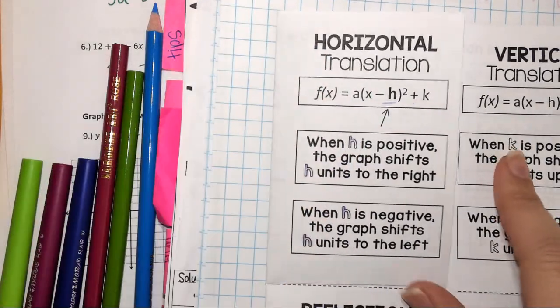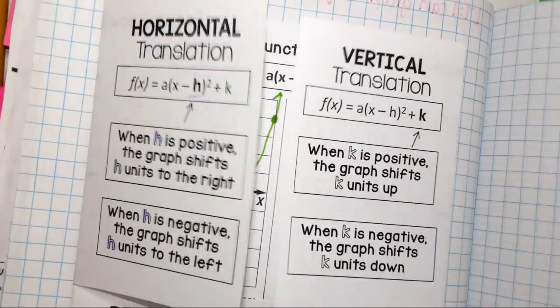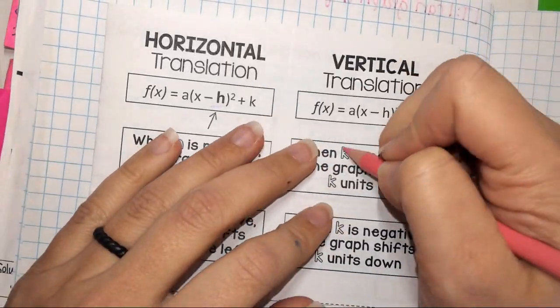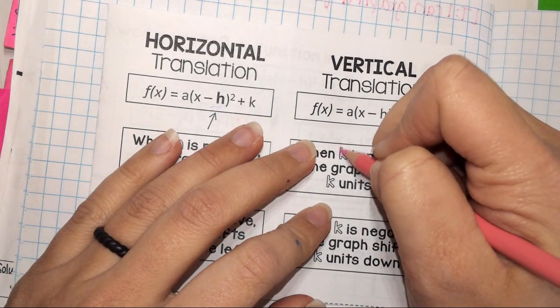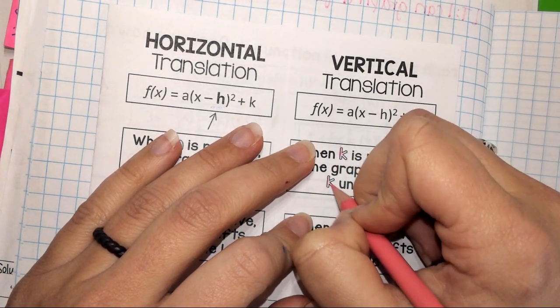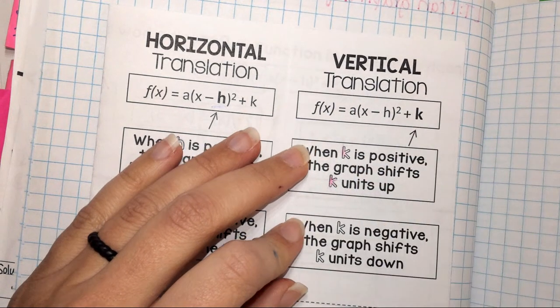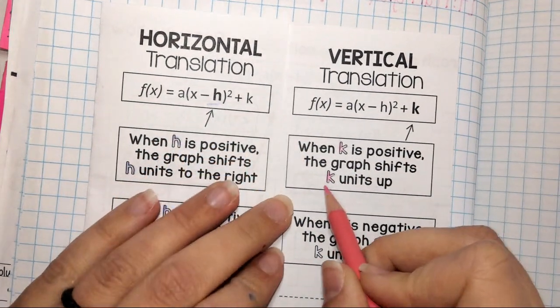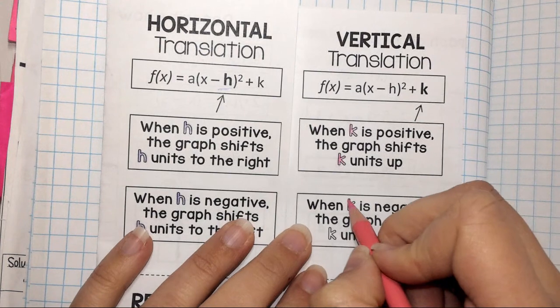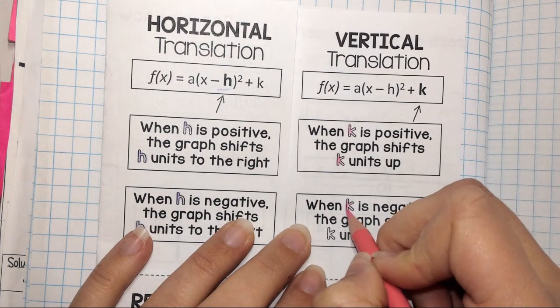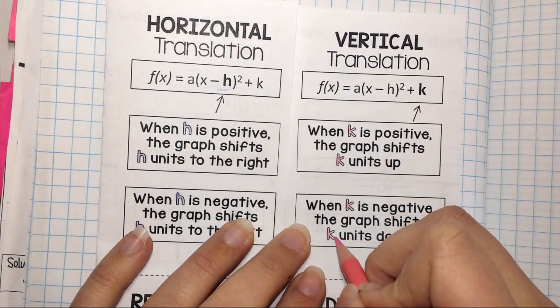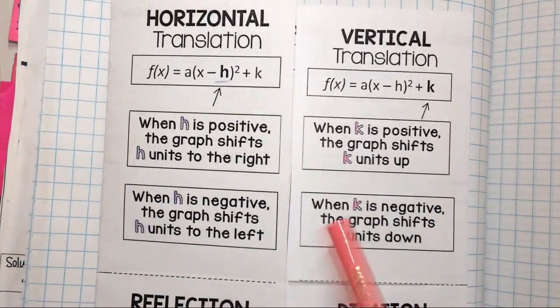All right, so K. It says when K is positive, the graph shifts where? Up how many units? Well, it depends on what K is, right? So it shifts up K units. When K is negative, how does it shift it? Down how many units? K units.